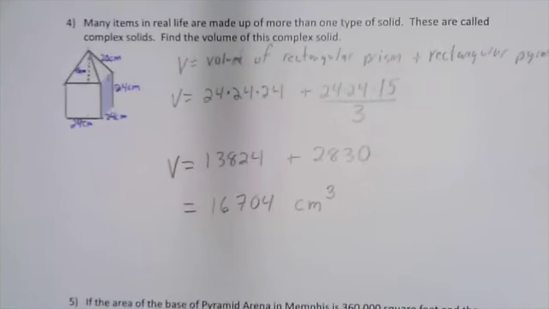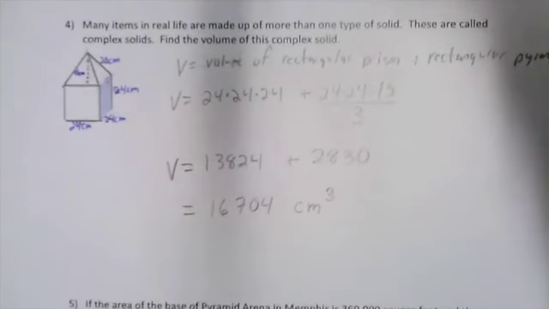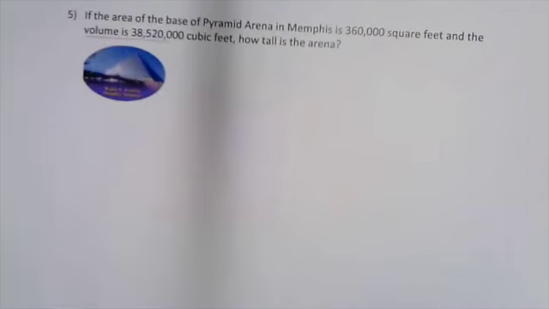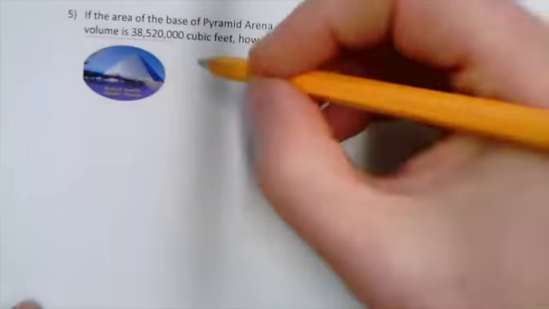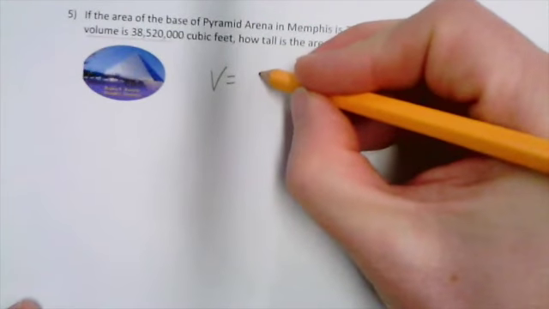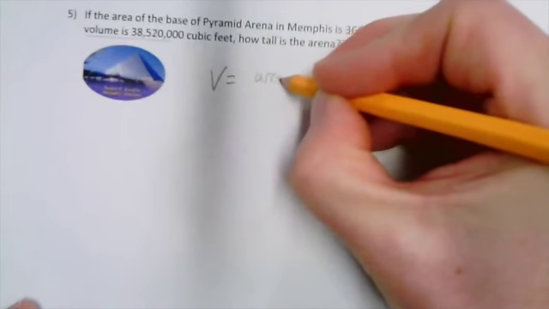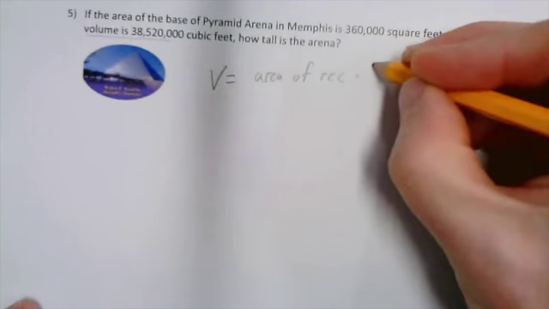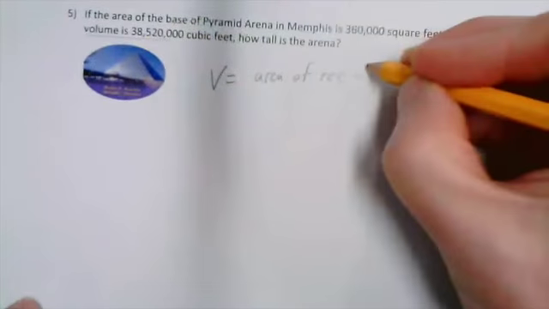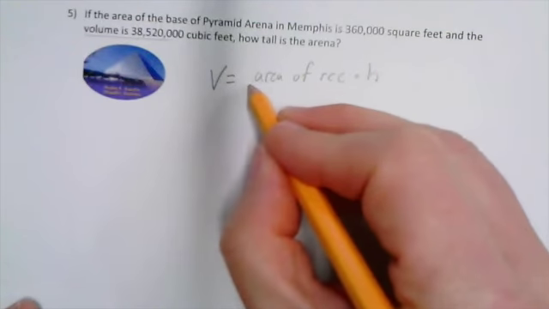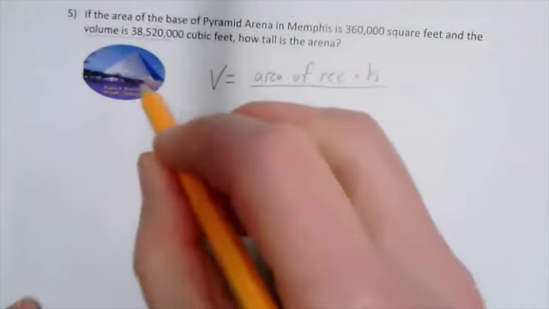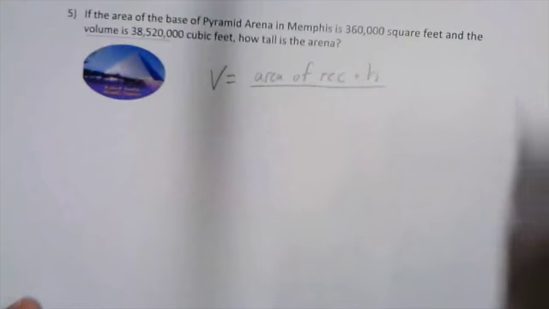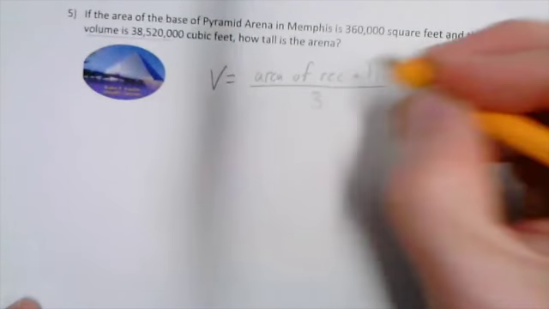We're looking at the area of the Pyramid Arena in Memphis. And in this case here, if we look at a pyramid, we know again that the volume of a pyramid is equal to the area of the rectangle on the bottom. So I'll write that down, area of rectangle. Times one more dimension, which is going to be stretched up over the height, which is the perpendicular dimension to that face. And because it is 1/3 of a prism, we are going to divide by 3.